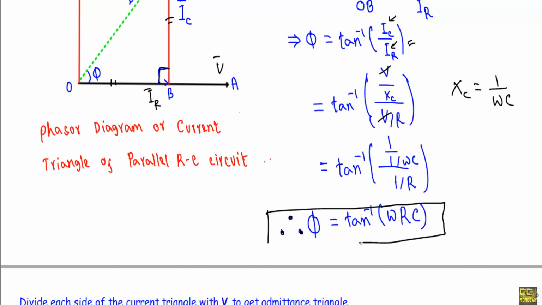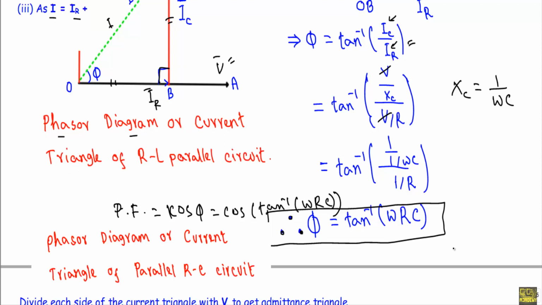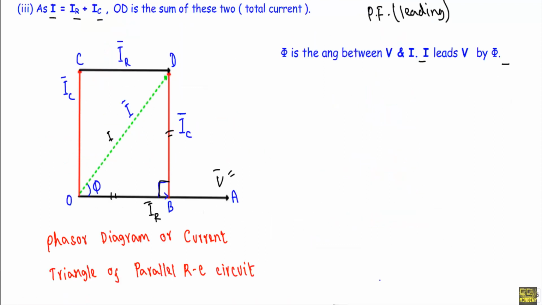See, this is our power factor angle, or the angle between the total voltage and the total current. Therefore we can easily calculate the power factor of the parallel RC circuit by using this formula: cosine phi, or cosine of tan inverse omega RC. So this is the phasor diagram of the RC parallel circuit.